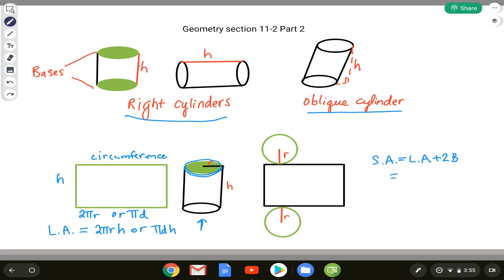So the lateral area I'm going to write out as 2 pi rh. We know that it could be pi dh, but for now we're just going to write the 2 pi rh. And I'll be adding to that the area of the base times 2. The area of the base is the area of a circle, so that's always pi r squared. So it'll be 2 times pi r squared. So in the case of finding surface area, if you know the diameter, you might as well find the radius first and then just use all radius in your formula. Okay, now let's look at an example.